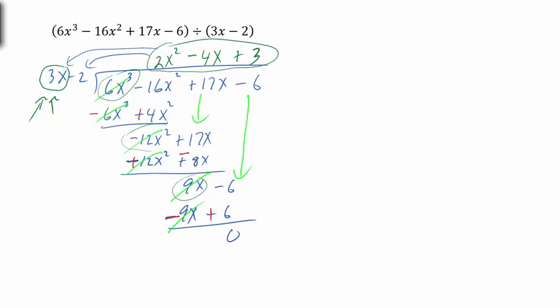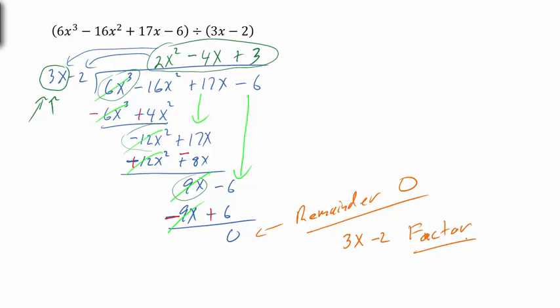And once again, that tells us that because we have a remainder of 0, that 3x minus 2 is a factor. And again, that means that it divides evenly.